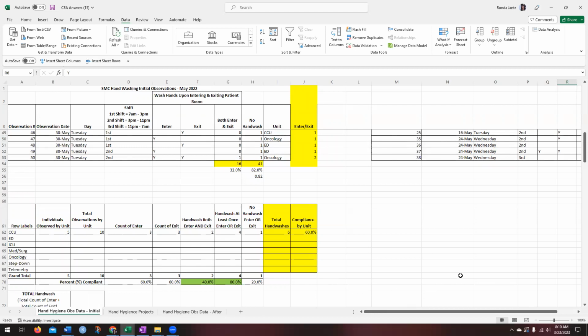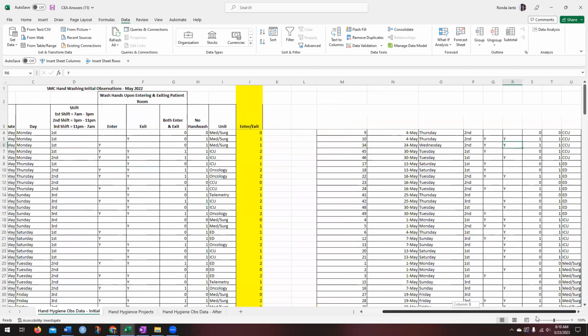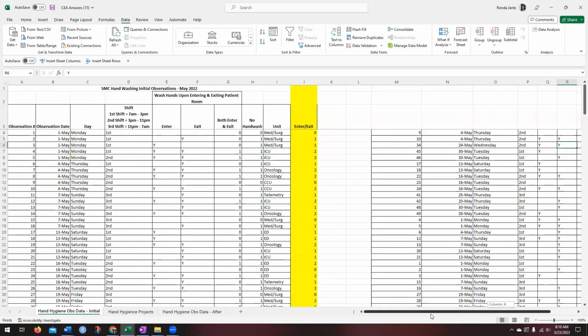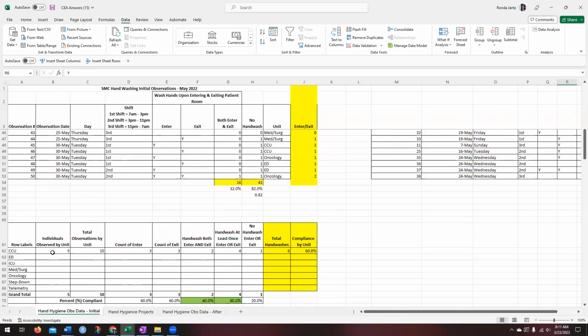So total individuals observed by unit. So let's go over here and see how many are observed. So we have 1, 2, 3, 4, 5. 5 total people were observed. And so we would put 5 in the individuals observed. Well, we observe them twice each because we observe them when they enter and when they exit. So what you put in this column is going to be this column times 2.